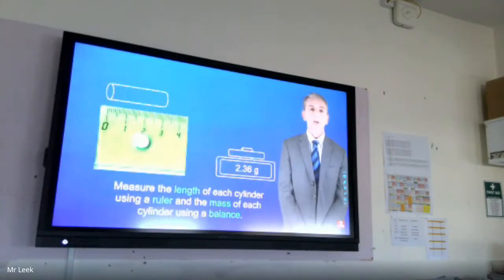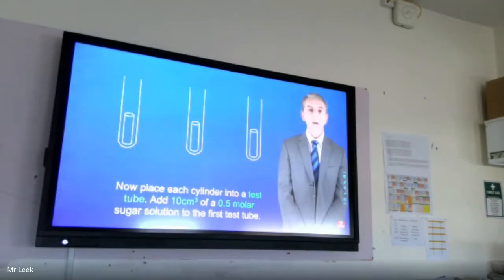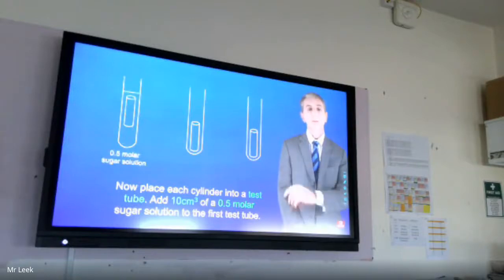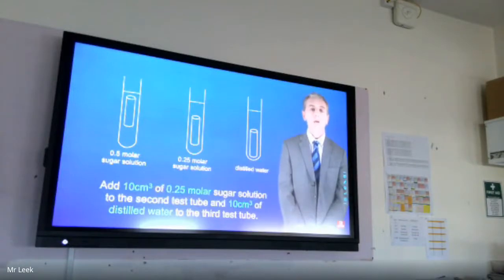Next, we measure the length of each cylinder using a ruler and the mass of each cylinder using a balance. We now place each cylinder into a test tube. We then add 10 centimeters cubed of 0.5 molar sugar solution to the first test tube like this. We then add 10 centimeters cubed of 0.25 molar sugar solution to the second test tube, and then finally 10 centimeters cubed of distilled water to the third test tube.